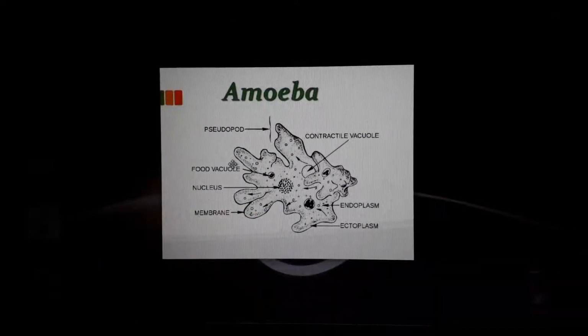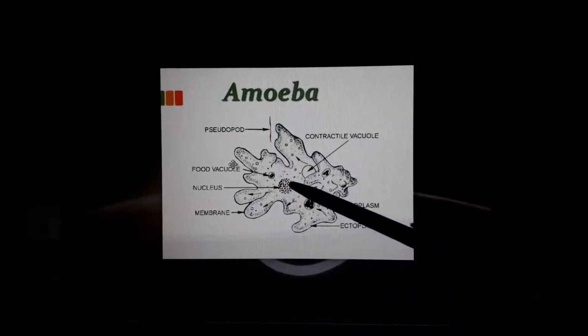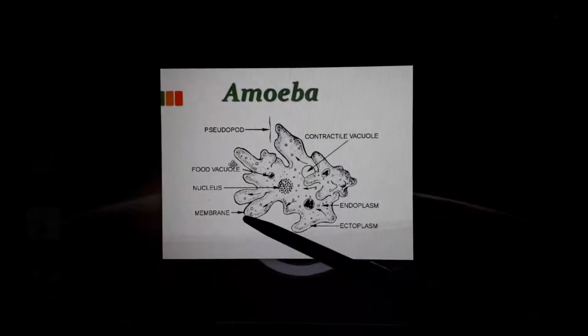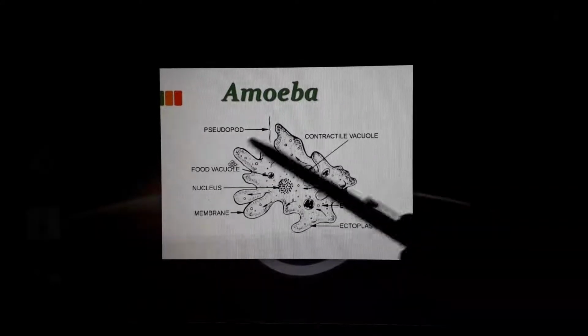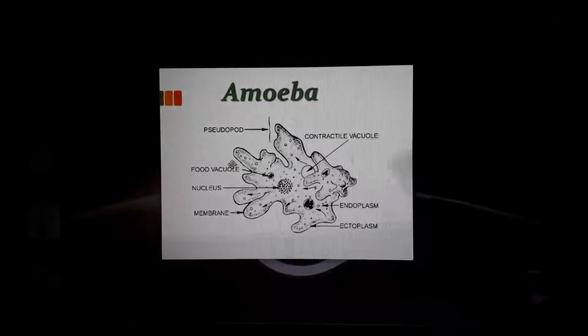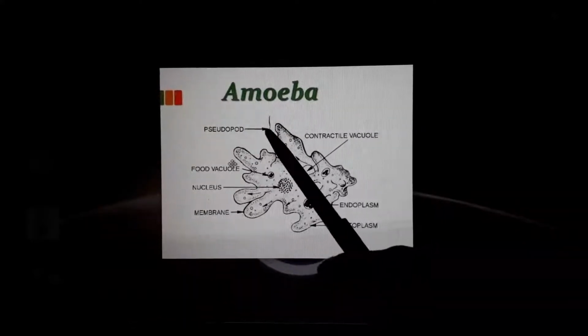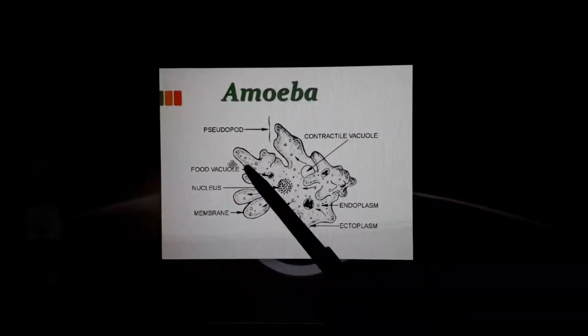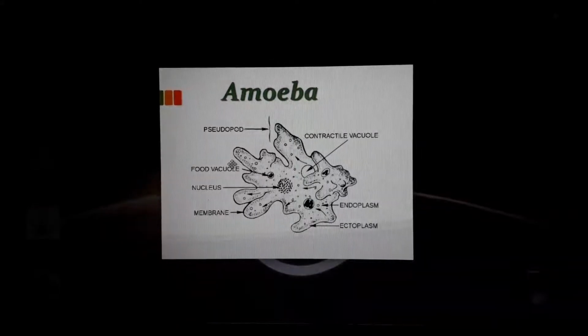Next is amoeba. This is amoeba. This is a single cell. Understand? This is a single cell, and this is the nucleus of that amoeba. This is the membrane, the outermost cover of an amoeba. Nucleus, food vacuole, where food is taken. Pseudopodia. These finger-like things are called pseudopodia. Actually, this is not a permanent organ of an amoeba. Whenever food comes, this will extend outside and capture the food, and it will get inside the food vacuole.